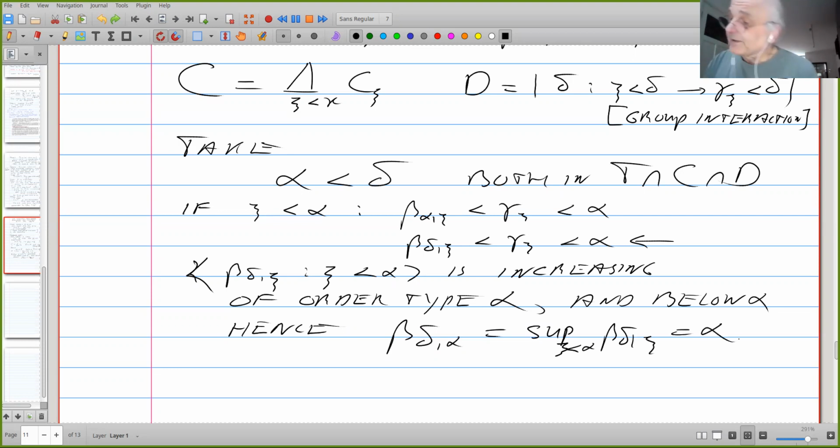Beta delta alpha is the supremum of this sequence because the sequence is continuous. C is closed, and this is a sequence of things in C delta. And so beta delta alpha belongs to C delta, and the supremum is also equal to alpha.